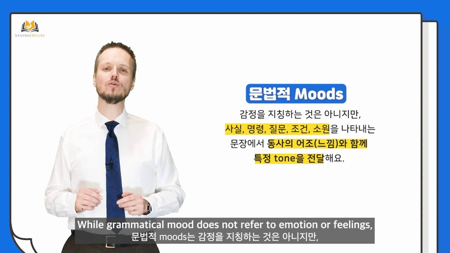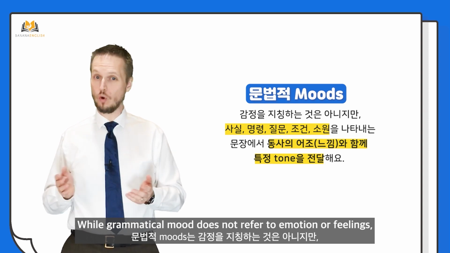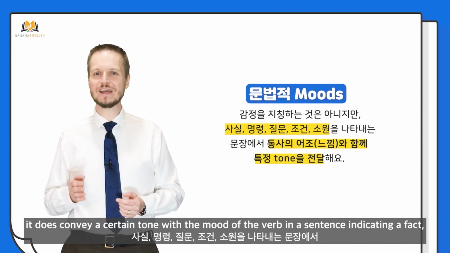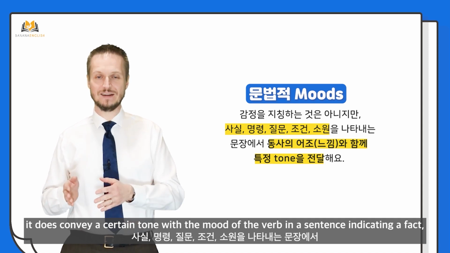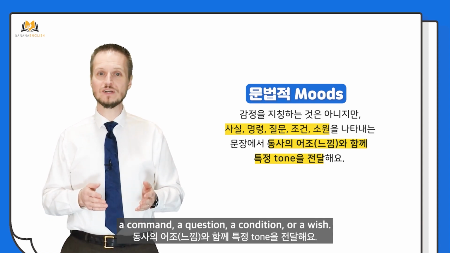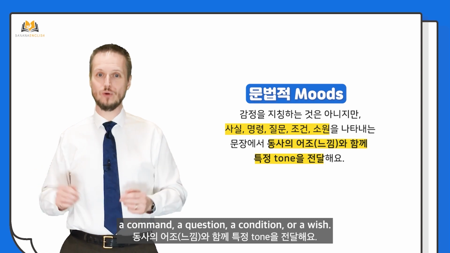While grammatical mood does not refer to emotion or feelings, it does convey a certain tone with the mood of the verb in a sentence, indicating a fact, a command, a question, a condition, or a wish.